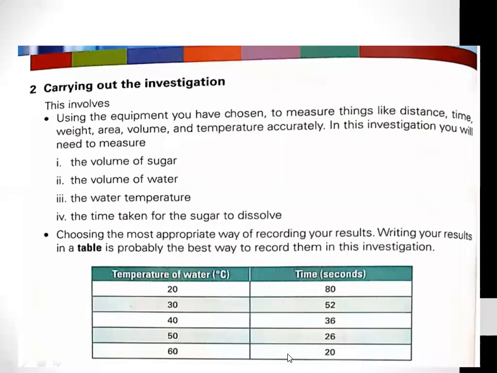So this is the chart you can see here, and you can conclude one thing from this table: if the temperature is decreased, then the time will be increased. It means that both of them are inversely proportional to each other. If the temperature is in increasing order, then the time will be in decreasing order. You can see in this table that the time taken for dissolving the sugar in water is reducing. Okay, you can see here.